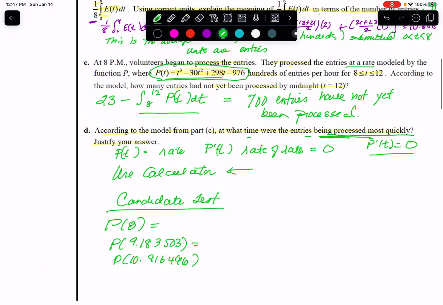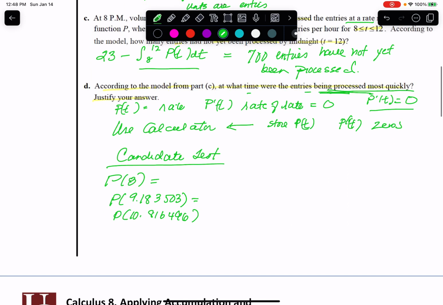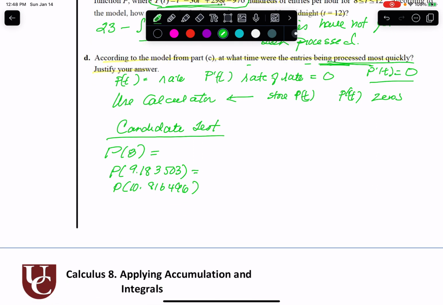Now, how do you do that? Well, you just put P of T in the function, store P of T, the function, in P of T. And then you can go to the graphing calculator and do P prime of T, and it'll graph P prime of T, and then you look where it has zeros. And then the last in the candidate test has to be the endpoint, so that's 12.